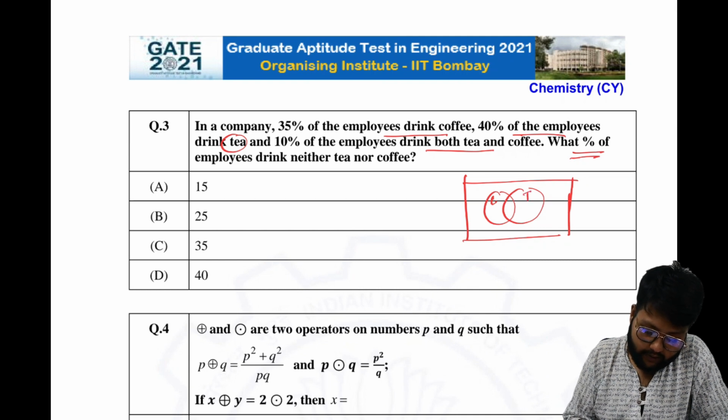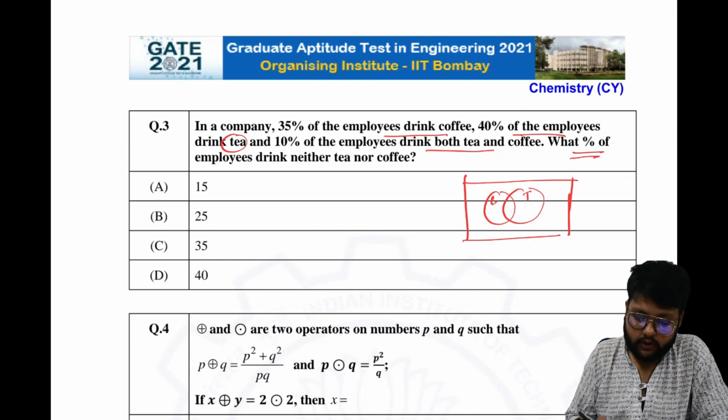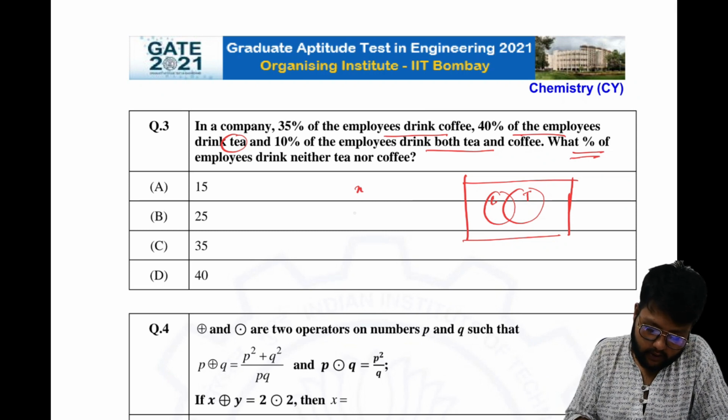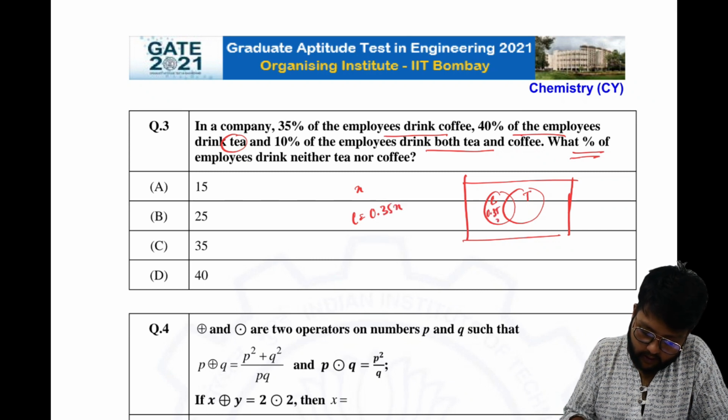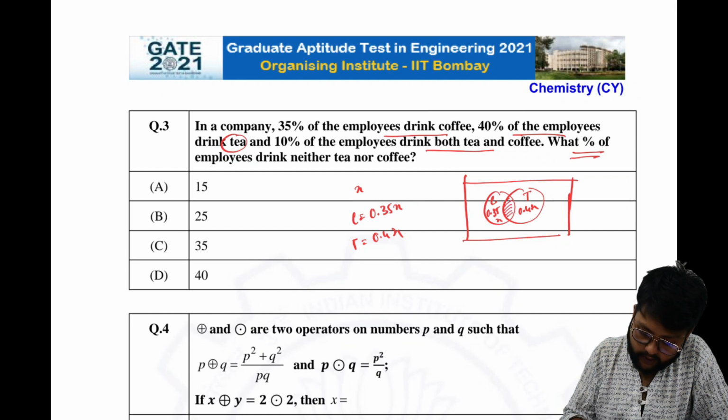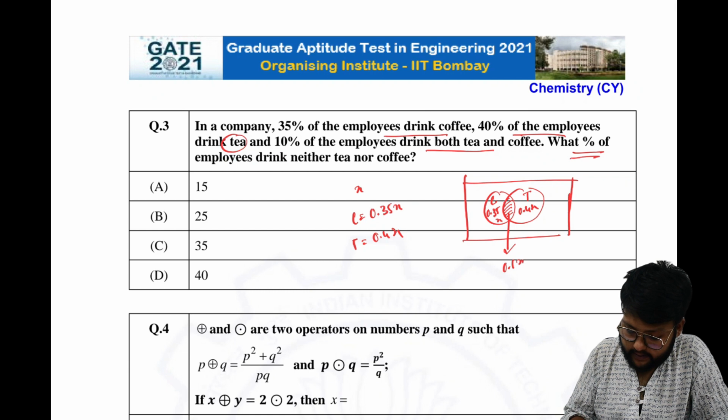Okay, so let x be the total number of employees. 35% coffee means coffee is 0.35x, and tea is 40%, so tea is 0.4x. In between, the 10% is both tea and coffee. So this part is both tea and coffee, that is 10%, so 0.1x.